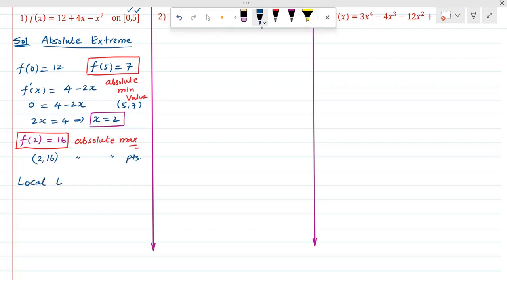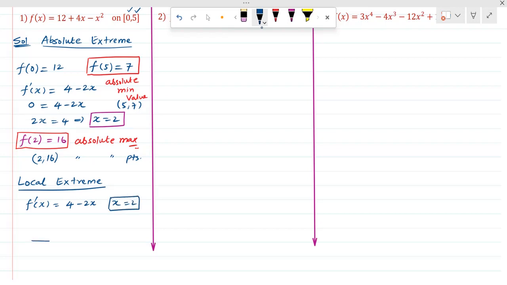Local extremum, so that is local maxima and minima. Here I have to find f prime. F prime is already calculated, so I just take the value here. After taking, the f prime value is 4 minus 2x. Setting it equal to 0, I get x equals 2. This is a critical value.